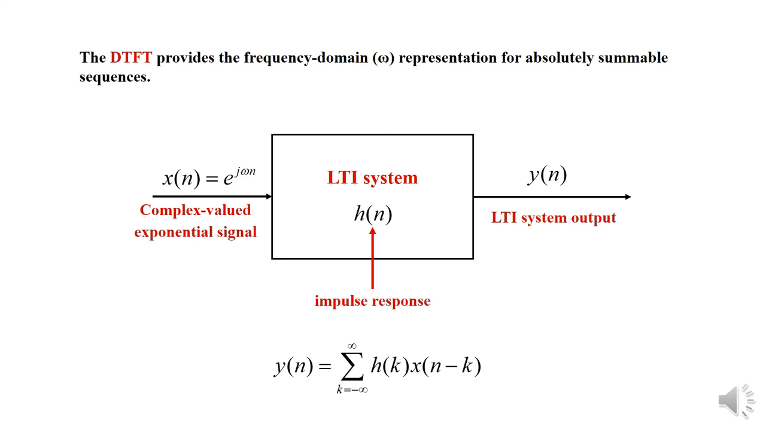Then we'll see how this DTFT provides a frequency domain representation, right? So consider x[n] is e to the power j omega n, that is our input. And here we have our LTI system, which has an impulse response of h[n]. As you all know, y[n] is equal to x[n] convolved with h[n], or h[n] convolved with x[n]. Therefore, y[n] we can write as the sum from k equals minus infinity to plus infinity of h[k] x[n minus k], right?